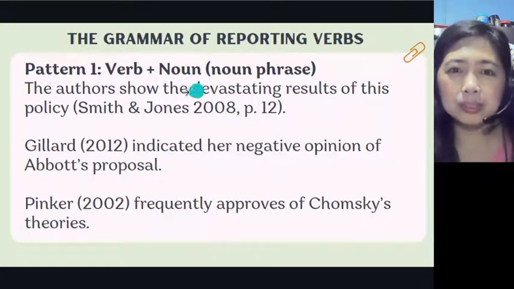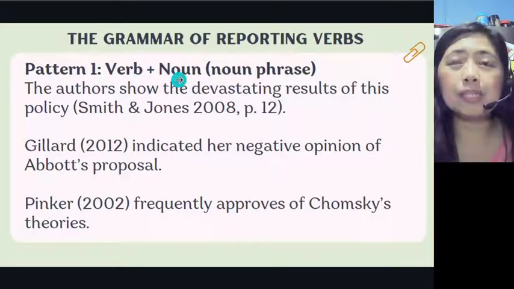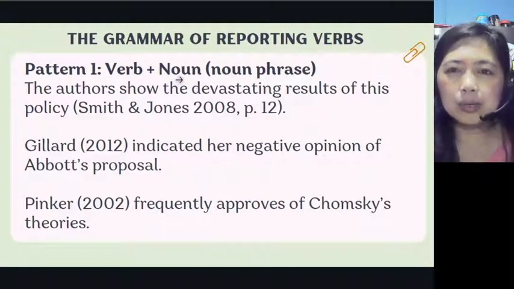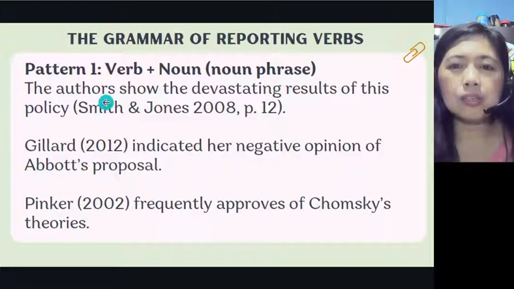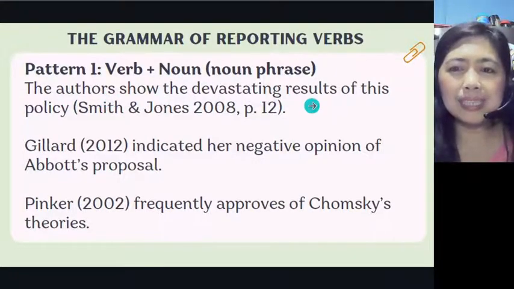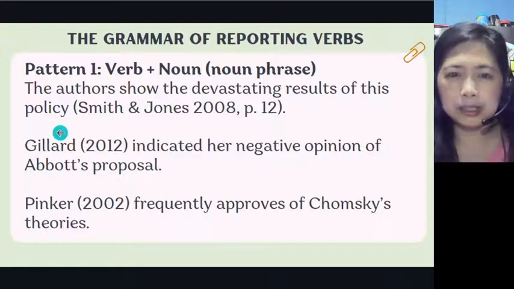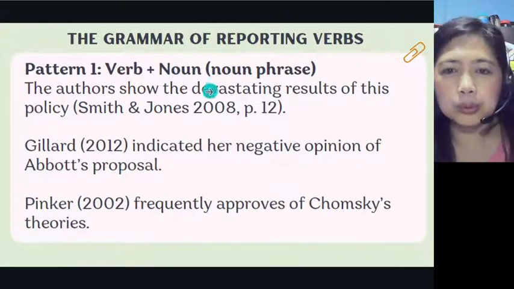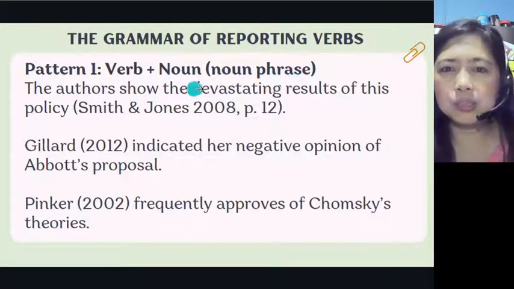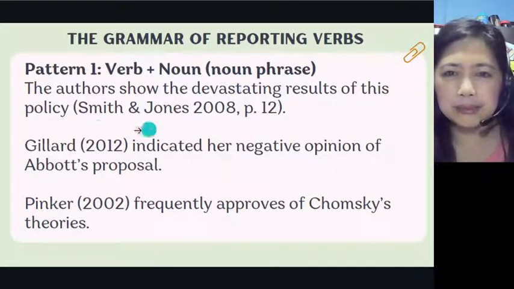Okay, pattern one is verb plus noun, so we call that one a noun phrase. The authors show the devastating results of this policy. Here we have the word show. Show is the verb, plus the noun, the devastating results. And then we do have here the citation, or the author.